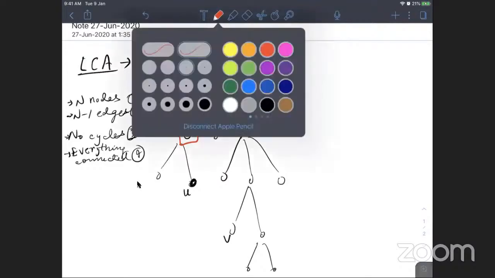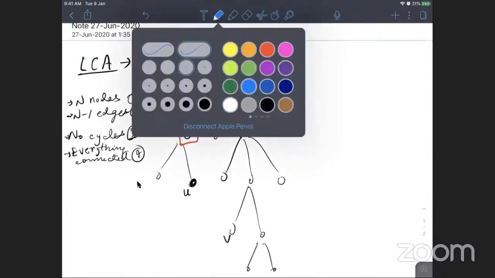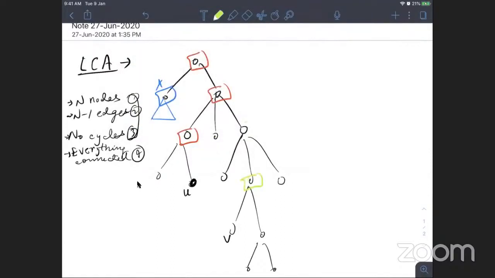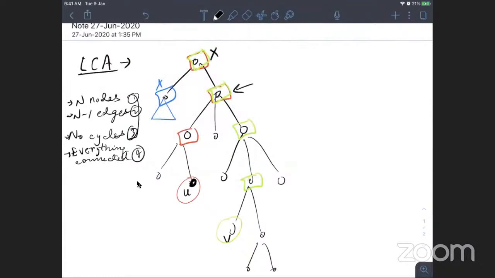But this node is not U's ancestor because U is not in his subtree. So all these three red nodes are U's ancestors. And for V, these four nodes are V's ancestors. This is V and this is U. Now, what the question asks is basically the lowest common ancestor. In this case, the lowest common ancestor is this node, not that one, because he's the bottommost one who is common, common as in he's an ancestor of both U as well as V.